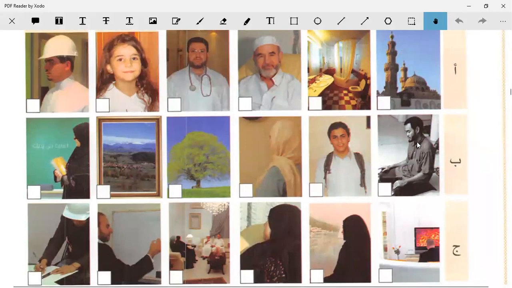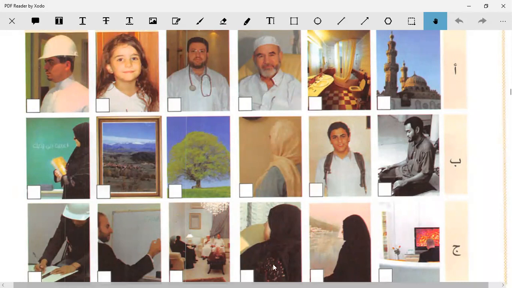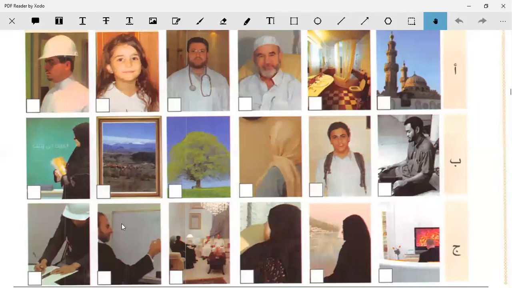Ahmad fil ghurfa. Next, we have Huwa talib. Next. Haza jaddi. Next. Hazihi usra. Next. Hazihi ibnati. Next. Hazihi muallima.